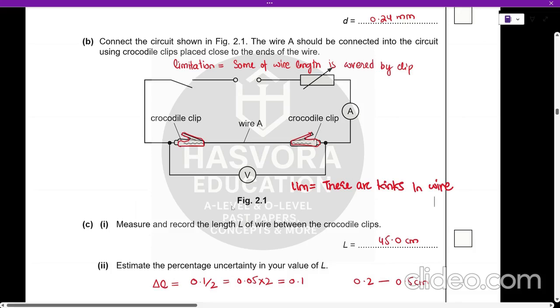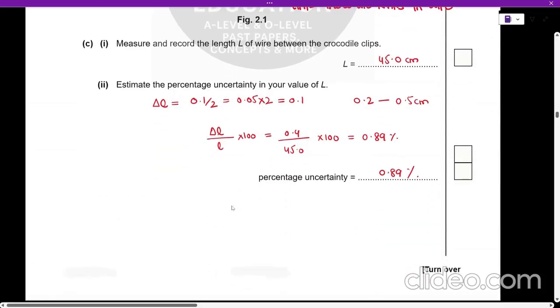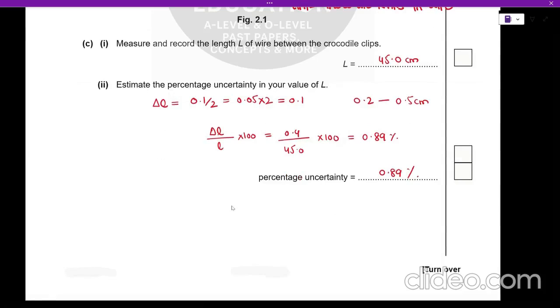Now part 2 says estimate the percentage uncertainty in your value of L. So percentage uncertainty in the value of L will be delta L over L into 100. As I told you, for each instrument the absolute uncertainty is going to be the least count divided by 2. So the least count to which the ruler gives you the value is 0.1, and it is divided by 2 to give 0.05.